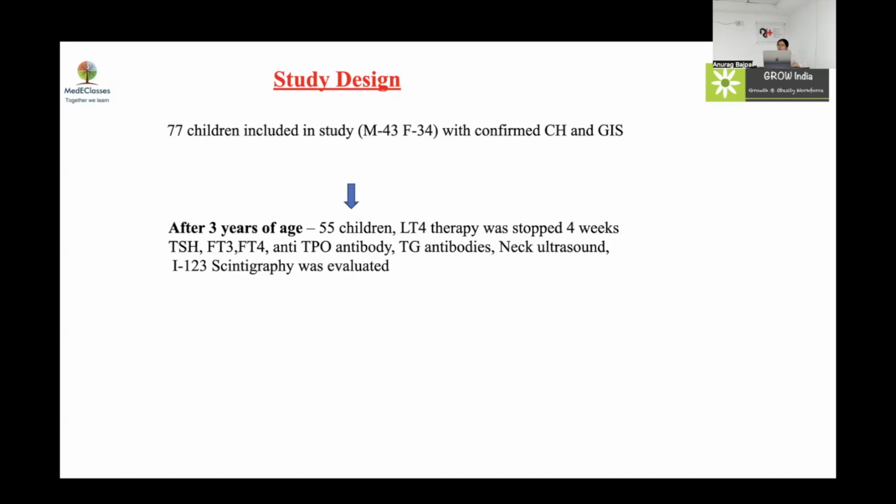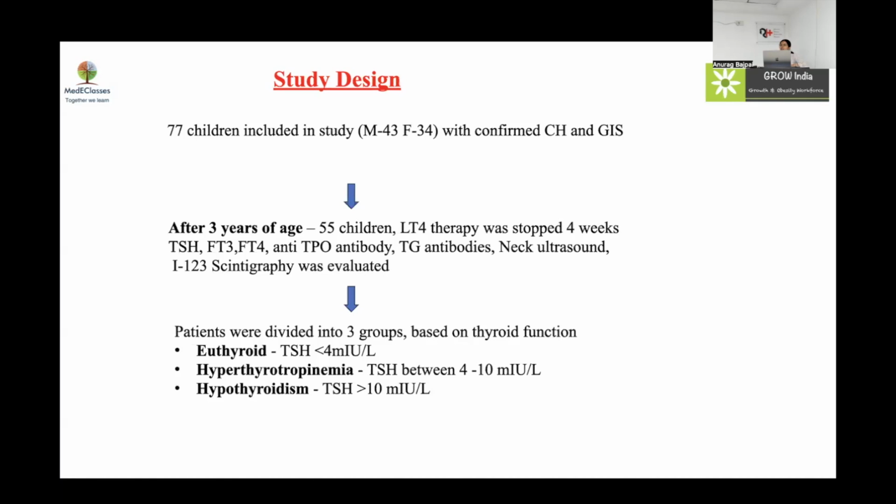After 3 years of age, only 55 children were left to follow up. In them, LT4 was stopped for 4 weeks, and after 4 weeks, thyroid function test along with anti-TPO antibody, thyroglobulin antibodies, neck ultrasound, and iodine 123 scintigraphy was evaluated. Patients were divided into 3 groups based on the thyroid function test: those having TSH less than 4 were considered euthyroid, between 4 to 10 as hyperthyrotropinemia, and more than 10 as hypothyroidism.